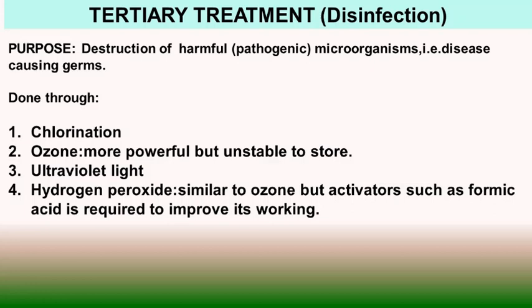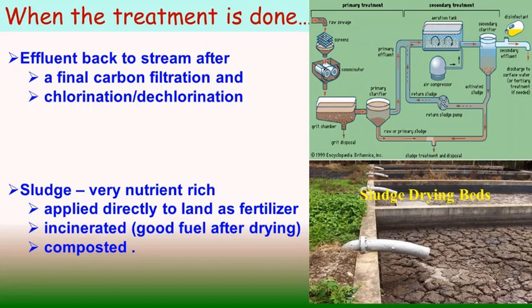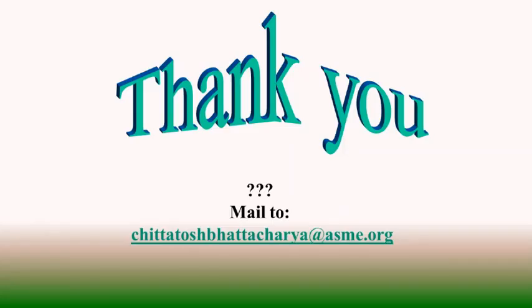When the effluent treatment is done, the clarified effluent is taken back to the raw water stream after a final carbon filtration and chlorination, and the sludge, which is very nutrient rich, can be used as a fertilizer in the land for agricultural purpose, or may be used as a good fuel for incineration, or it may be used as a compost. So that's the end of the topic on power station water treatment and wastewater management.